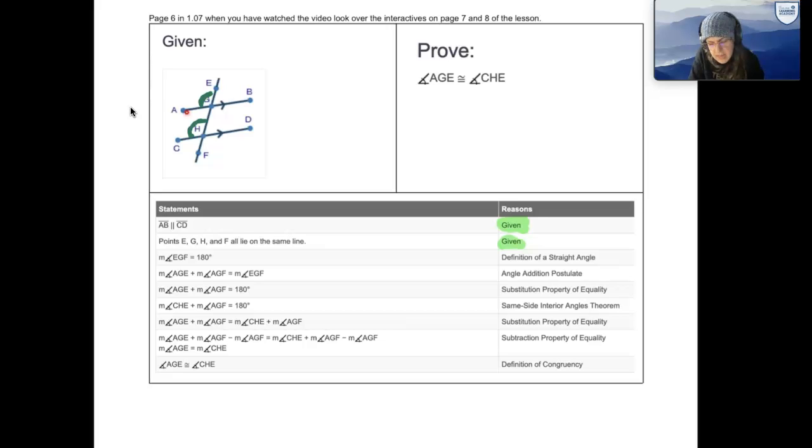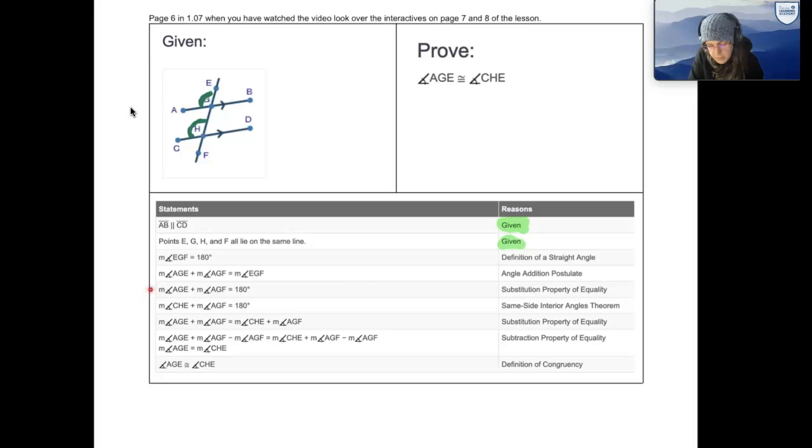So then what do they do for us? They give us AGE and AGF equal 180 degrees. And so they just substituted them in there, right? The angle addition postulate tells us that if two angles add up, do you remember the angle addition postulate? I told you it would come in handy. They tell us that if two angles add up to one thing, then they equal that thing. So they're just replacing 180 degrees with the two angles. All right? So now we're right here.